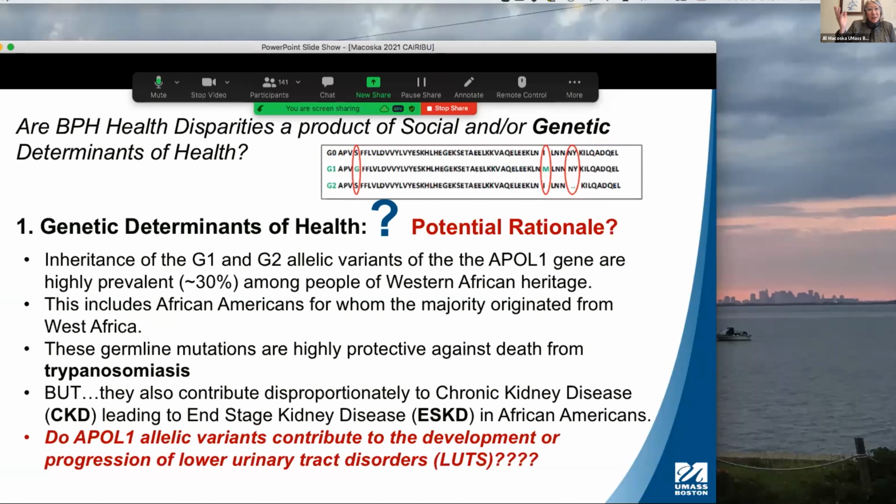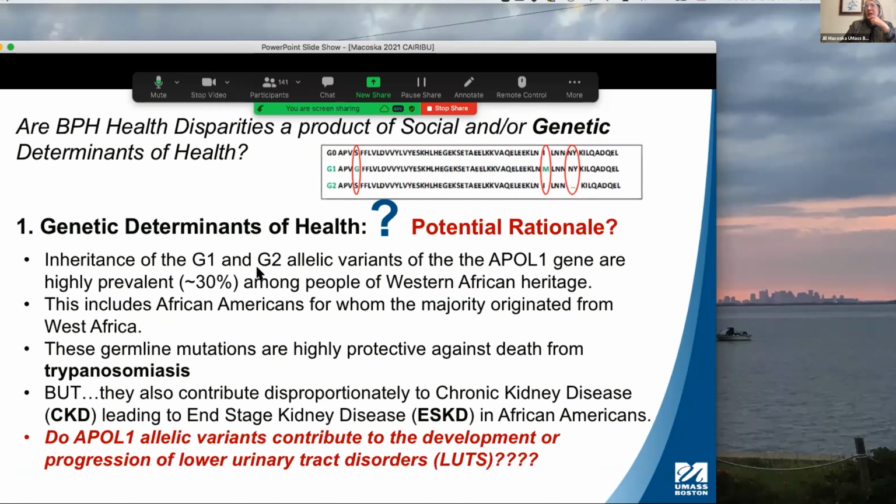Okay, but are we just kind of being silly here, trying to look at genetic variants? There hasn't been much done in this area at all. So is it even a thing to look at genetic determinants of health in terms of health disparities? And the answer might actually be yes.